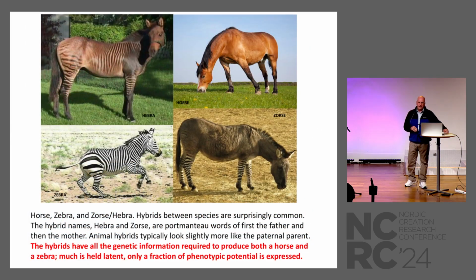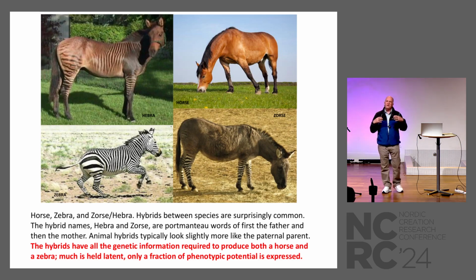We've heard a little bit about hybrids. Here's a couple of fun hybrids. We've got a picture of a Hebra at the top left, and a Zorse at the bottom right, and of course they are hybrids of the horse and the zebra. These funny names they get. The male parent is included first, and then the female parent afterwards. So the Hebra is a cross between a male horse and a female zebra, and the Zorse is a cross between a male zebra and a female horse. What is interesting is that with these crosses, if you actually compare the hybrids, they look a little bit more like the male parent. If you look carefully, you'll see that.